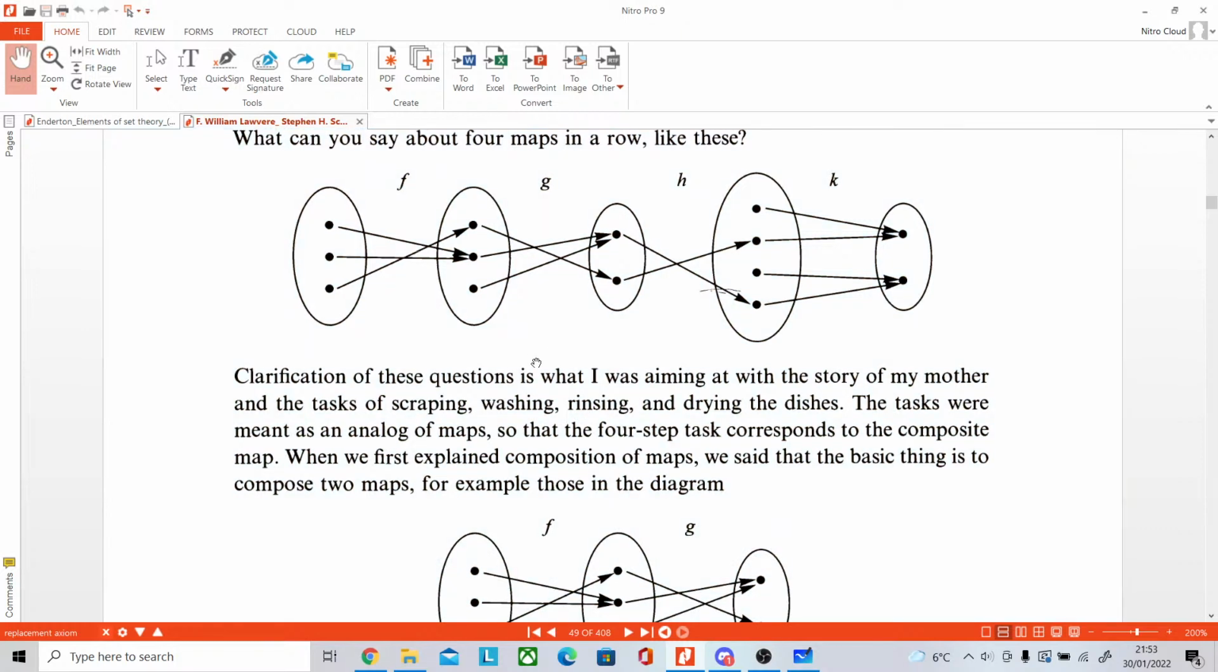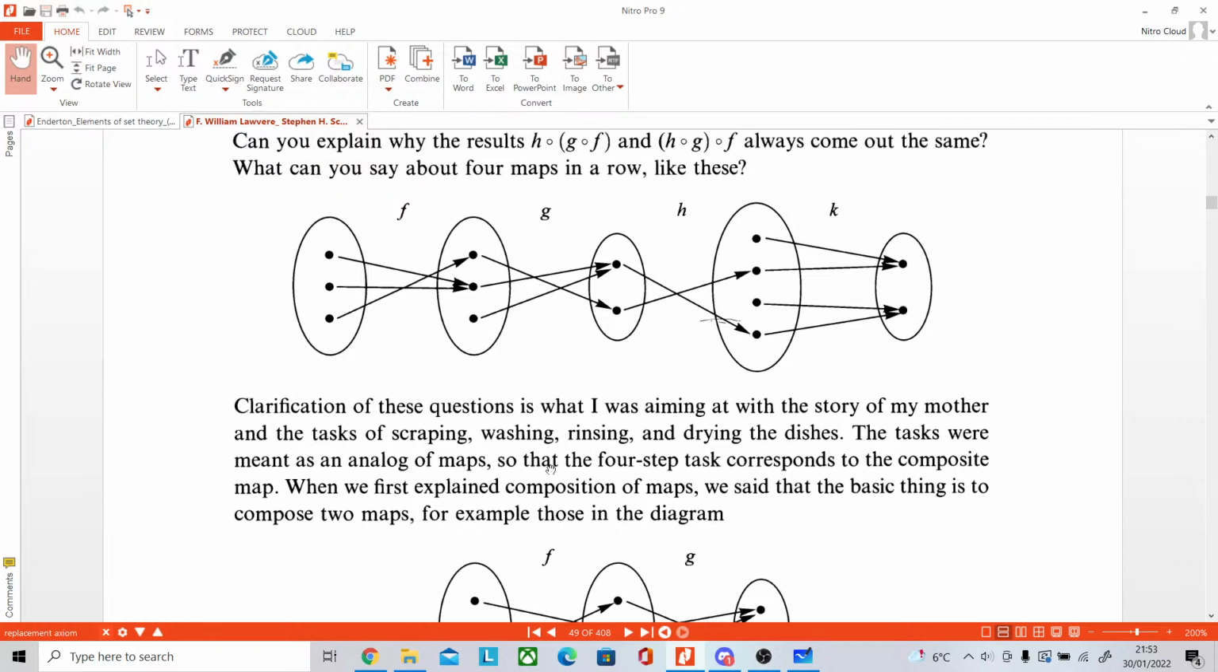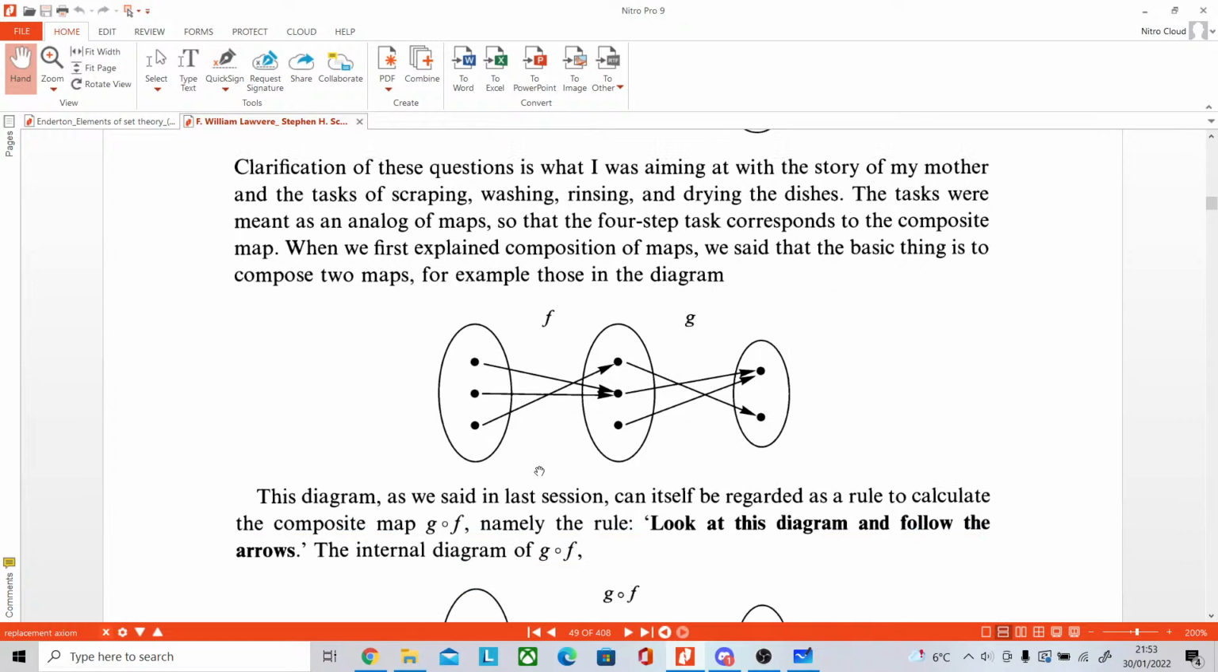Clarification of these questions is what I was aiming at with the story of my mother and the tasks of scraping, washing, rinsing, and drying the dishes. The tasks were meant as an analog of maps so that the 4-step task corresponds to the composite map. When we first explained the composition of maps, we said that the basic thing is to compose 2 maps, for example those in the diagram.